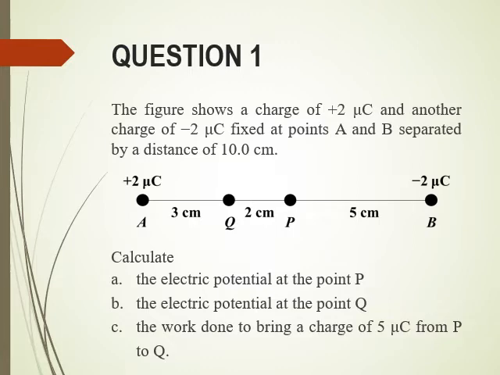Question 1. The figure shows a charge of positive 2 microcoulomb and another charge of negative 2 microcoulomb fixed at points A and B, separated by a distance of 10 cm. Calculate A. The electric potential at the point P. B. The electric potential at the point Q. C. The work done to bring the charge of 5 microcoulomb from P to Q.